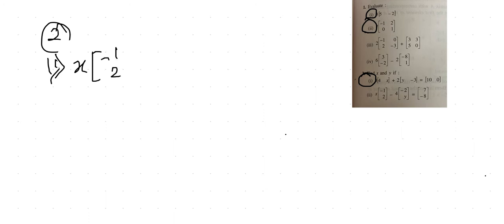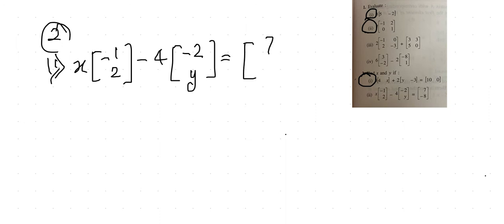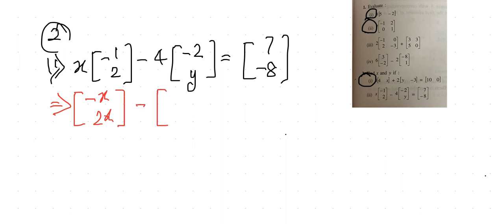x, minus 1, 2. Okay, and then minus 4, minus 2 and y. This is equal to 7 and minus 8. So now what you will be writing? You will be writing like this. See, x being multiplied by minus 1 implies minus x, and then x is multiplied by 2. So this is 2x. Okay, minus, see, here you will be writing 4 into minus 2 is minus 8 and 4 into y is 4y, is equal to 7 and minus 8.